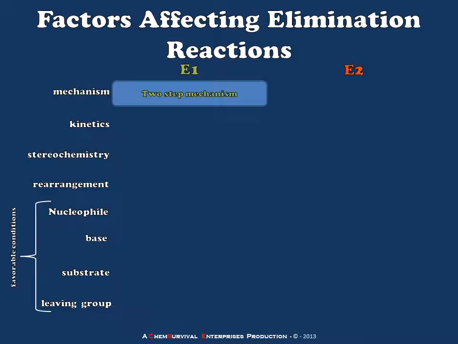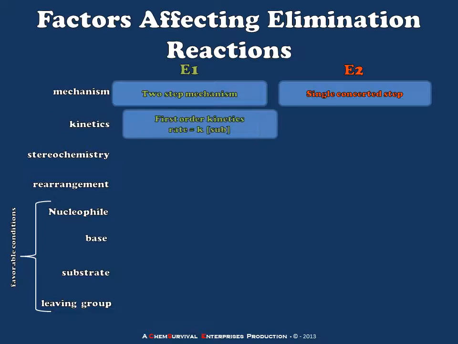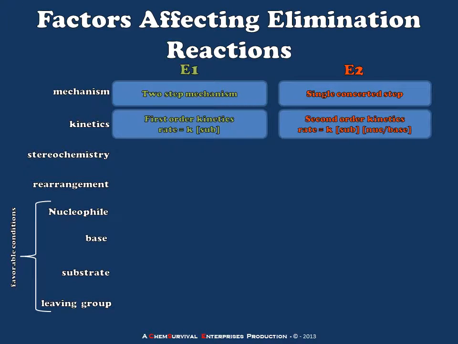The E1 reaction occurs as a two-step mechanism going through a carbocation intermediate. This means that the E2, of course, happens in a single concerted step, much like our substitution reactions did. Because of this, we expect similar kinetics rules to apply. That is, first-order kinetics for the E1 and second-order kinetics for the E2.